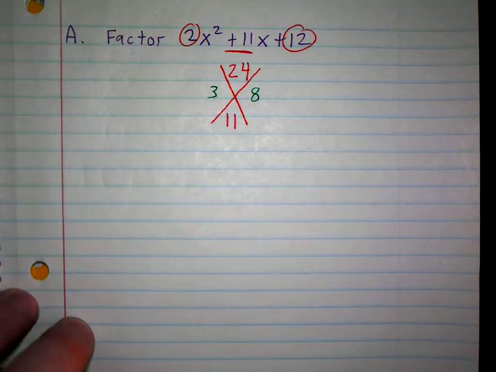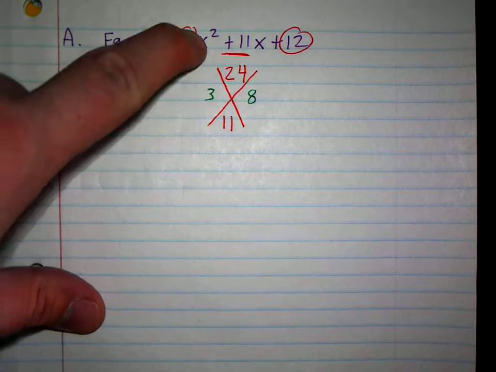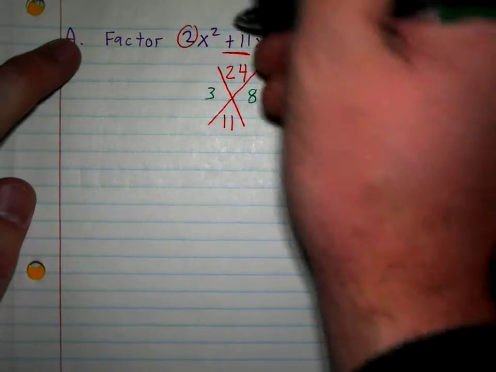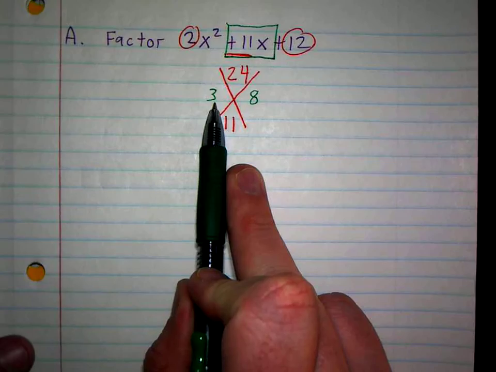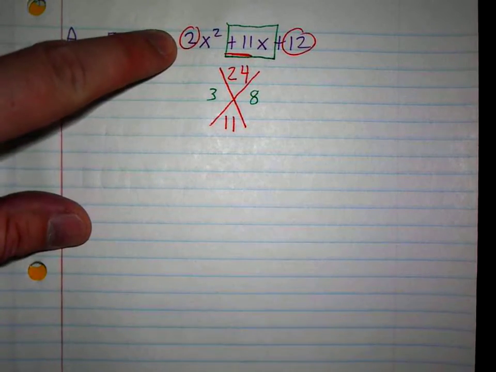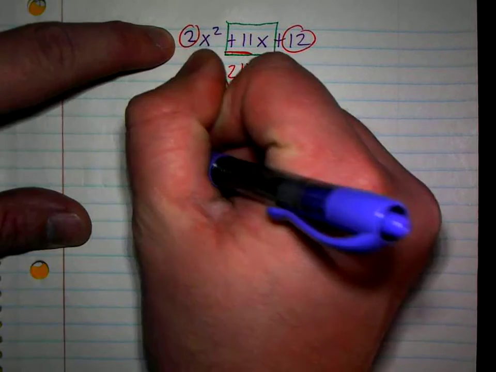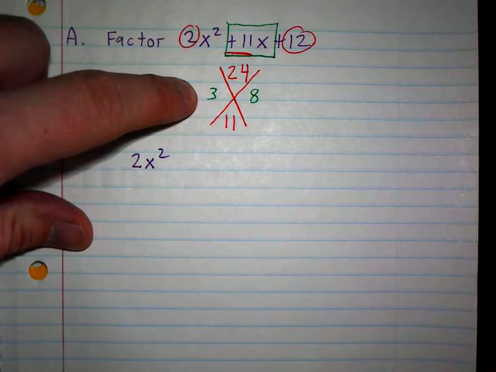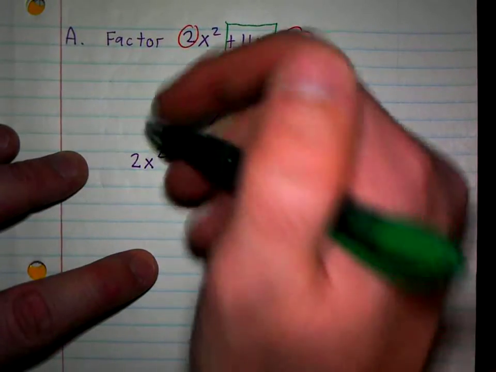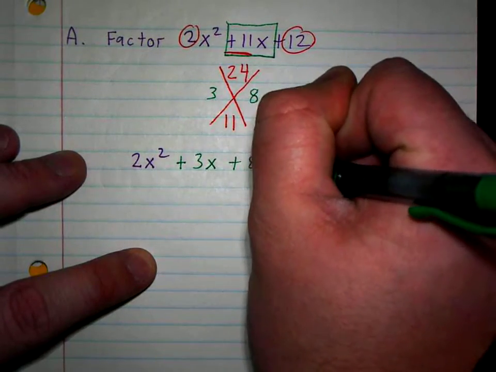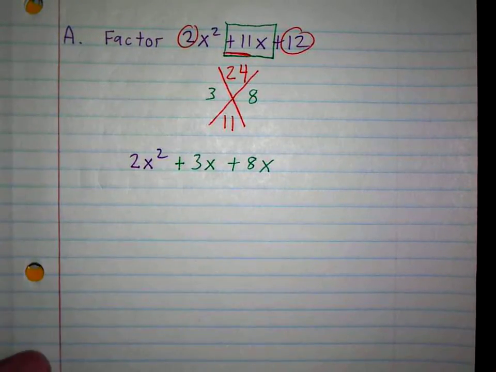Now, had this been a leading coefficient of 1, your answer would be x plus 3, x plus 8, you'd be done, right? But when it's not 1, you have an extra step. And the extra step is to take this 11x and write it as 3x plus 8x. So you're going to have 2x squared, and this 11x is going to become a 3x plus 8x. And then your plus 12.